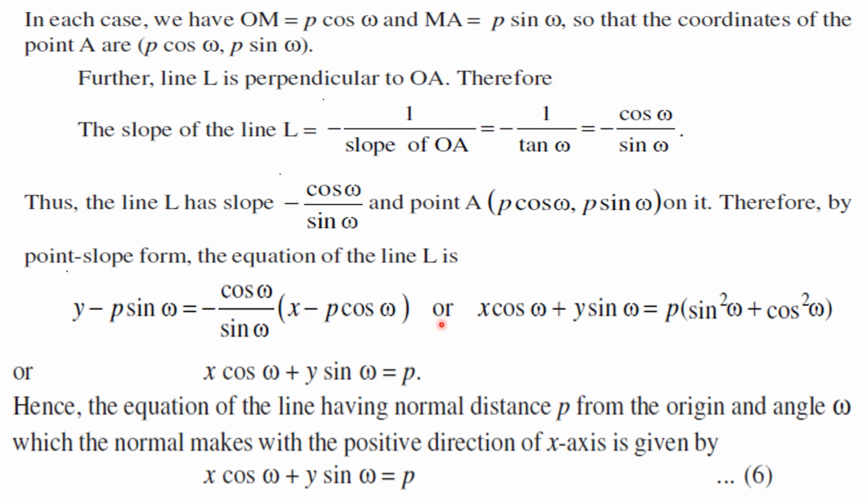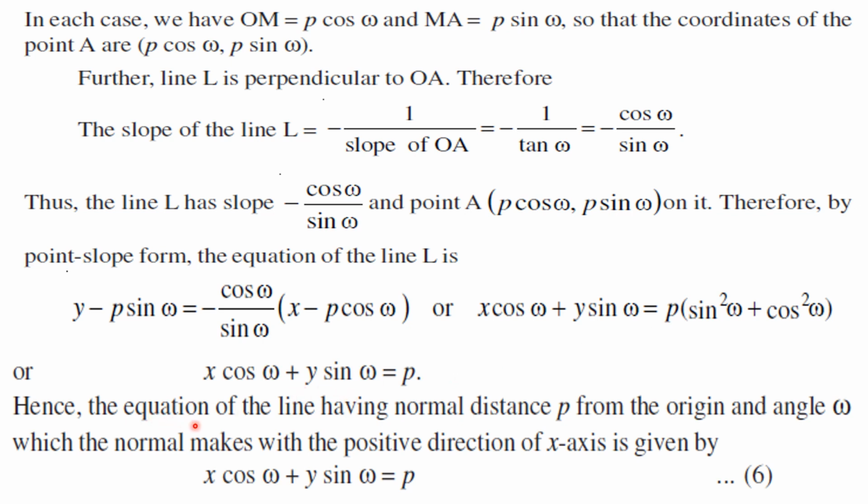Right. This implies by rearranging the equation, we get x cos omega plus y sin omega is equal to p into sin square omega plus cos square omega. Okay, my children. Now here we use the trigonometric identity: sin square theta plus cos square theta is equal to 1. Yes or no, my children? So this implies x cos omega plus y sin omega is equal to p into 1. What will we get here? p only. Understood this step, my children?